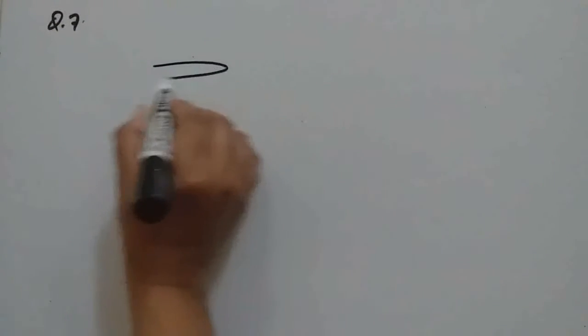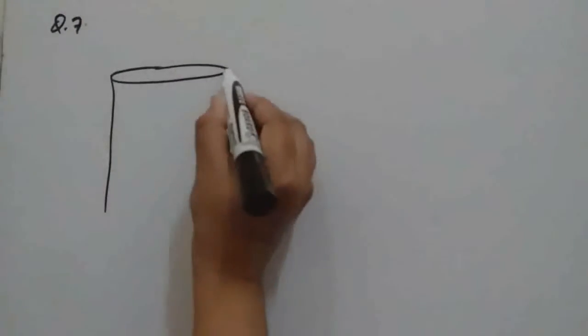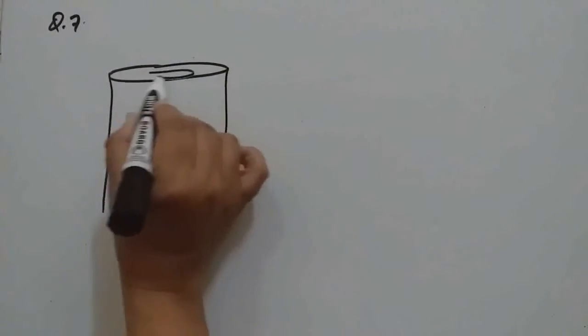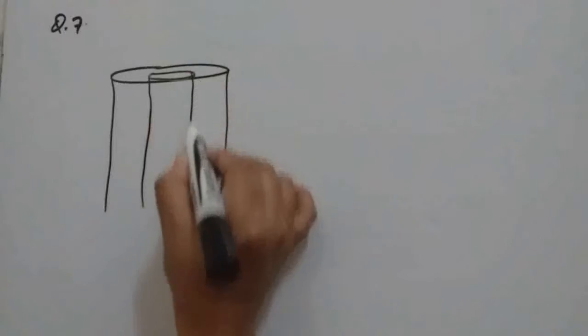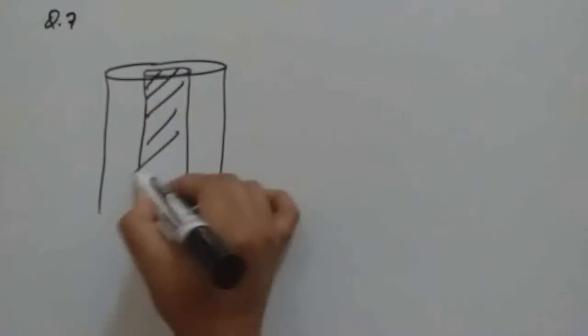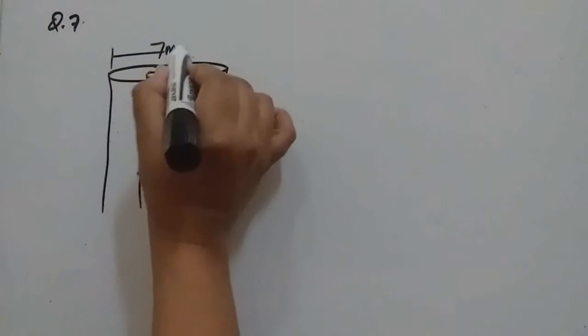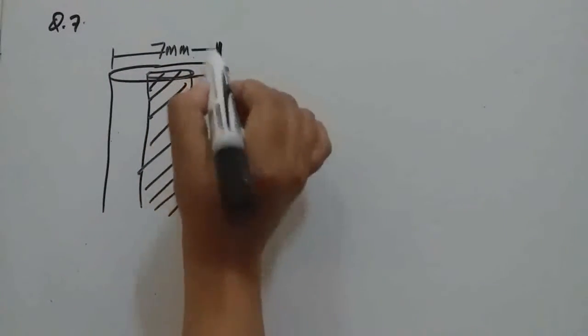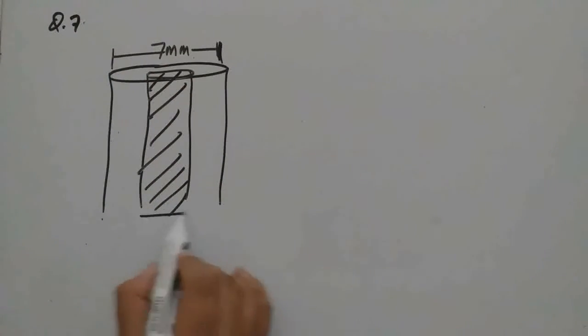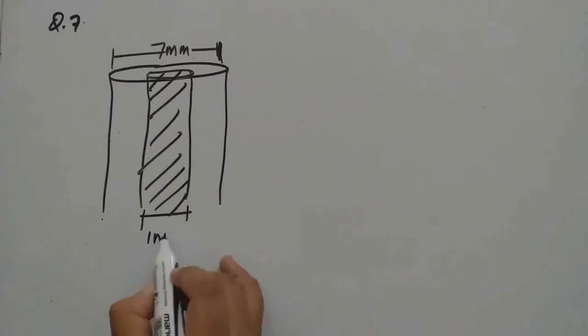In question 7, a lead pencil consists of, say we know in a pencil the outer part is wood and the inner part is graphite, isn't it? So this is given: the diameter of the pencil is 7 millimeter, and the diameter of the graphite is 1 millimeter.